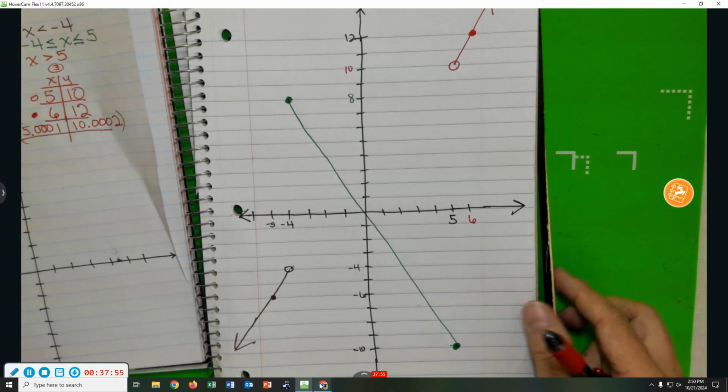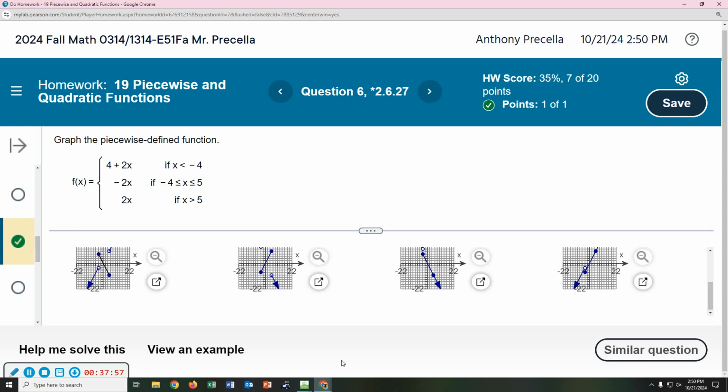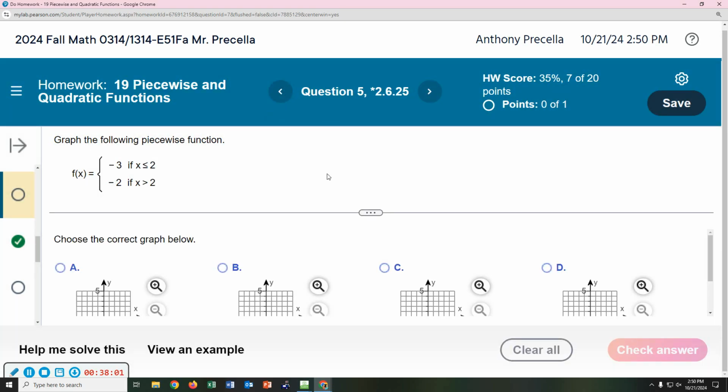Number 5. We're backing up. Go into number 5. Oh, look at this, I'm messing up my paper. Number 6 is the only one that has 3 pieces. The other ones have 2. So if you can understand number 6, you know how to graph a piecewise function.